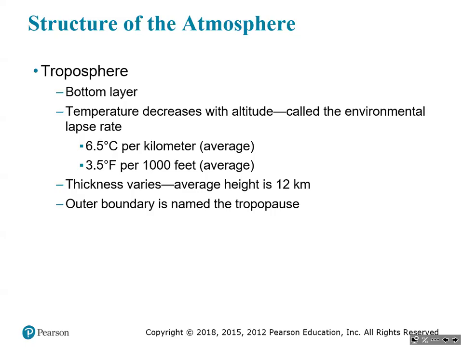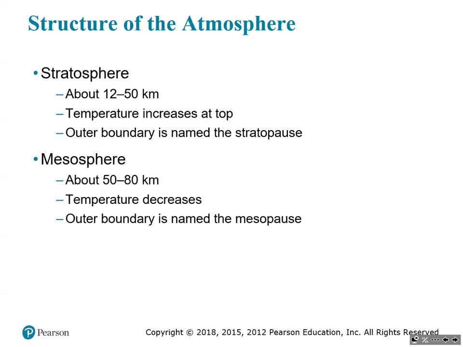Above the troposphere is the stratosphere. The change from the troposphere to the stratosphere is that once you enter the stratosphere, instead of going down, temperature starts to rise as you go up. This is because the stratosphere contains the ozone layer, and as that ozone absorbs ultraviolet light, it heats the atmosphere. So it warms the stratosphere. This goes from about 12 to about 50 kilometers. The outer boundary is named the stratopause. This is also where the maximum ozone concentration is.